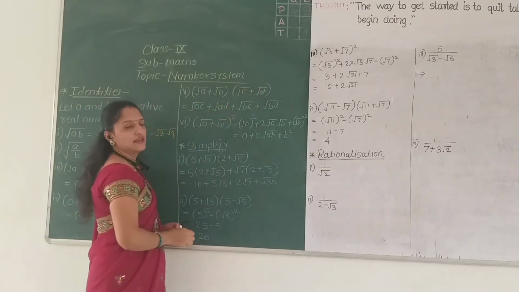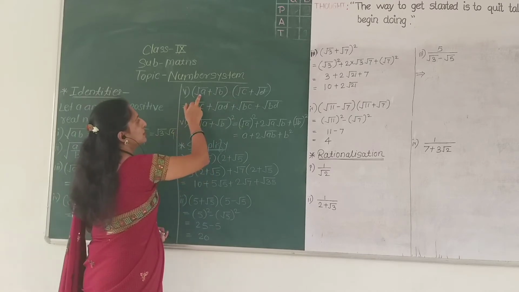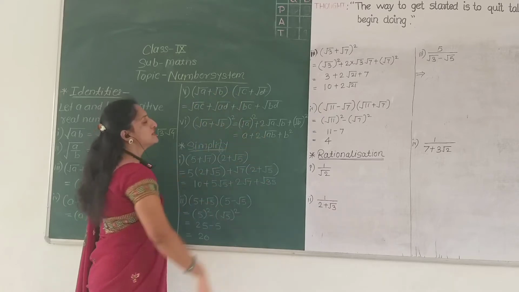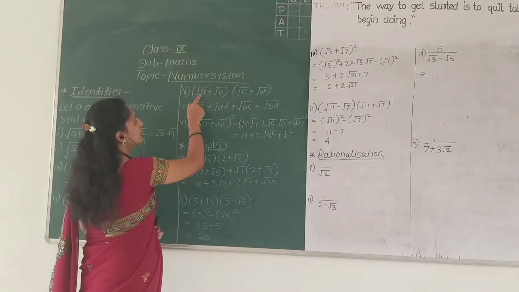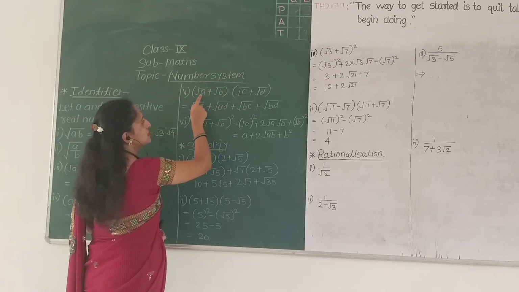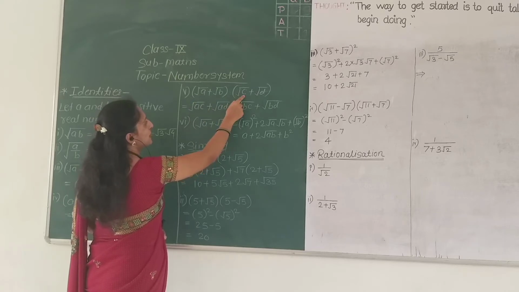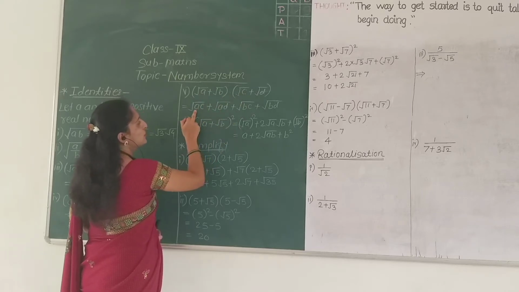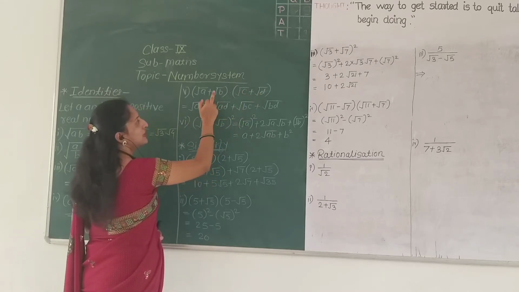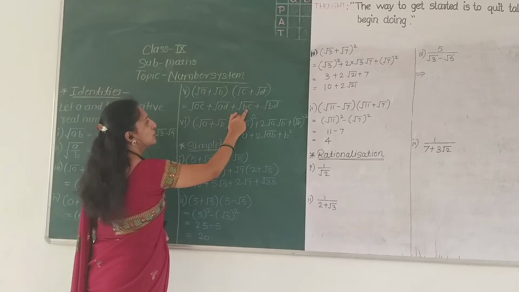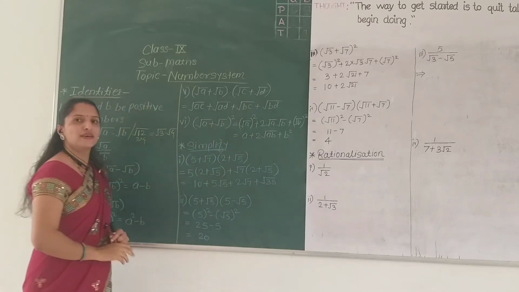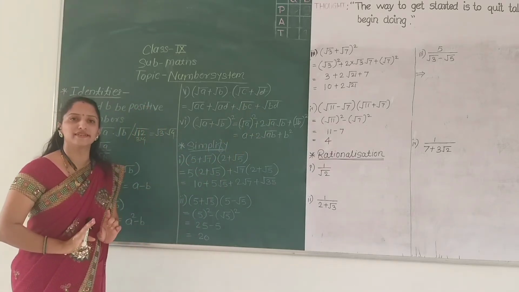Now next one, fifth one is root A plus root B into root C plus root D. Here there are two brackets. So first we multiply the first number with the second bracket, then the second number with the second bracket. Root A into root C, root AC. Root A into root D, root AD. After that, root B into root C, root BC. Root B into root D, root BD. Simply multiplication of two brackets here.